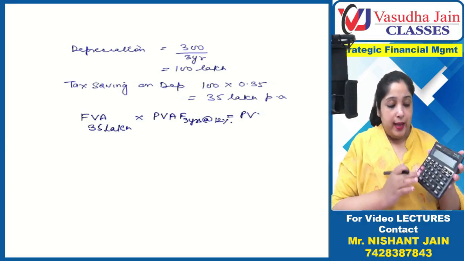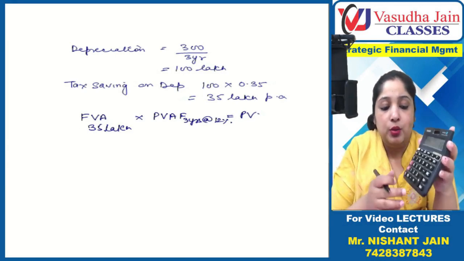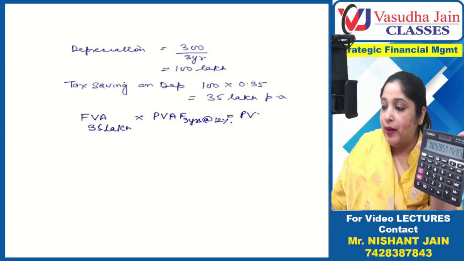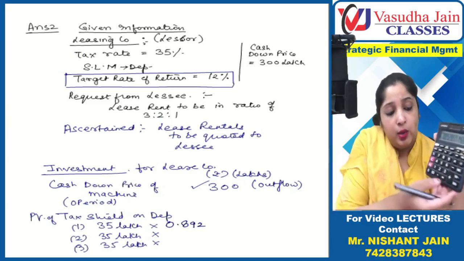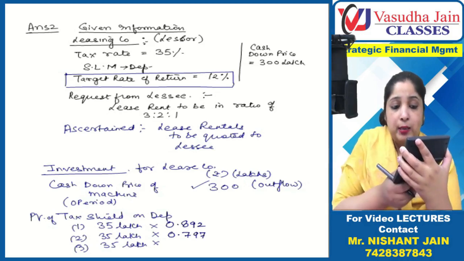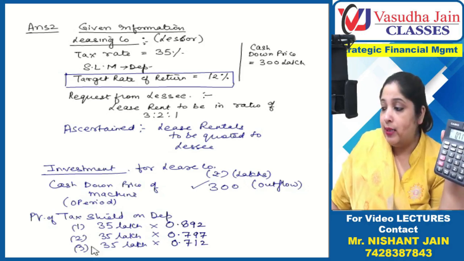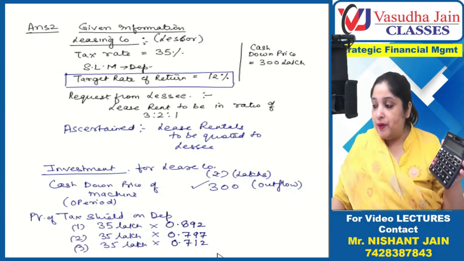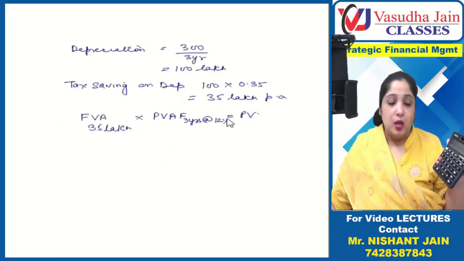1 divided by 1.12 equals, this is the first year present value factor, which is coming out to be how much? 0.892. You press equal again, you will get the second year figure, 0.797. You press equal, you get the third year figure. Either you can do the computation like this, or you could have added these three figures and directly multiplied 35 lakh with that figure.